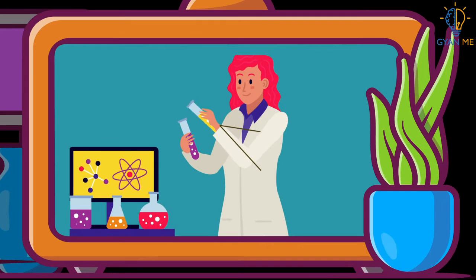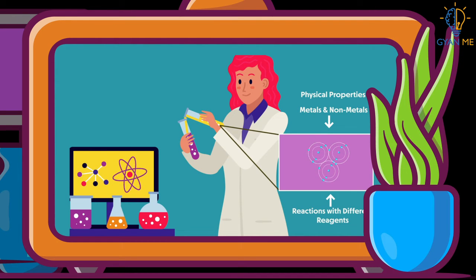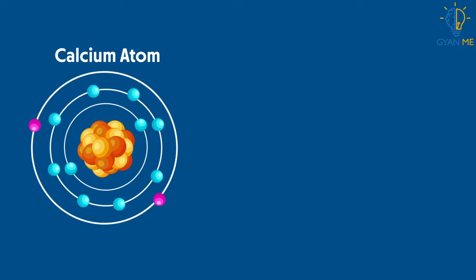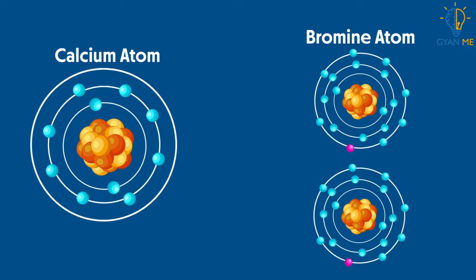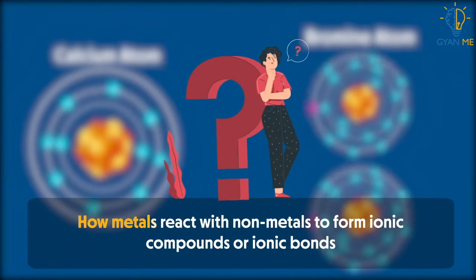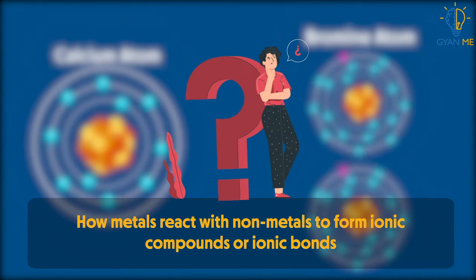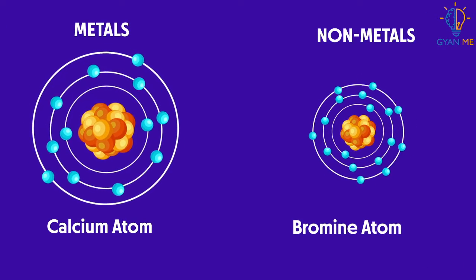In our previous video, we learned about physical properties of metals and non-metals and their reactions with different reagents like air, water, acids and other metal salts. From these reactions, we know that metals and non-metals form ionic compounds through ionic bonds. Now in today's video, we are going to explore how metals react with non-metals to form ionic compounds or ionic bonds. Let's explore first why do metals and non-metals react.